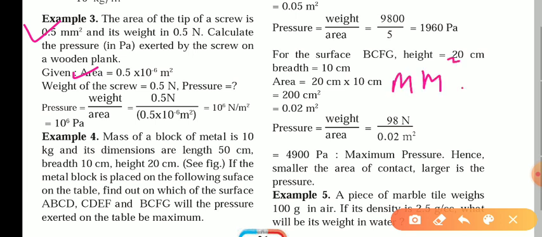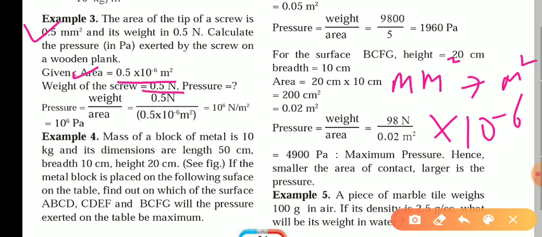millimeter square into meter square, we have to multiply it by 10 raised to minus 6. So this 0.5 into 10 raised to minus 6 meter square it will become. Then weight of the screw is 0.5 Newton. So weight upon area, that we know very well about the pressure. So it will be 0.5 upon 0.5 into 10 raised to minus 6. So here 0.5 will get cancelled.